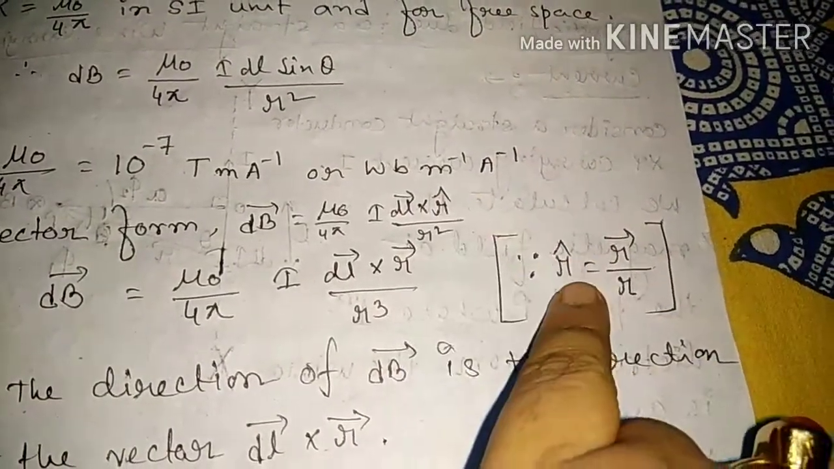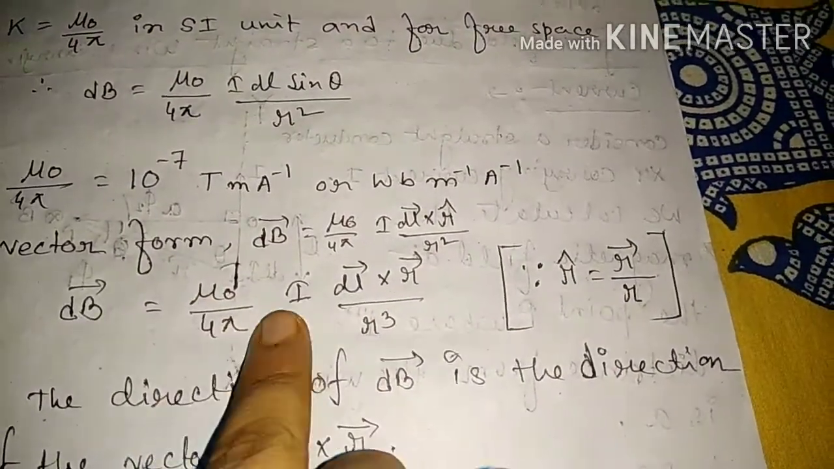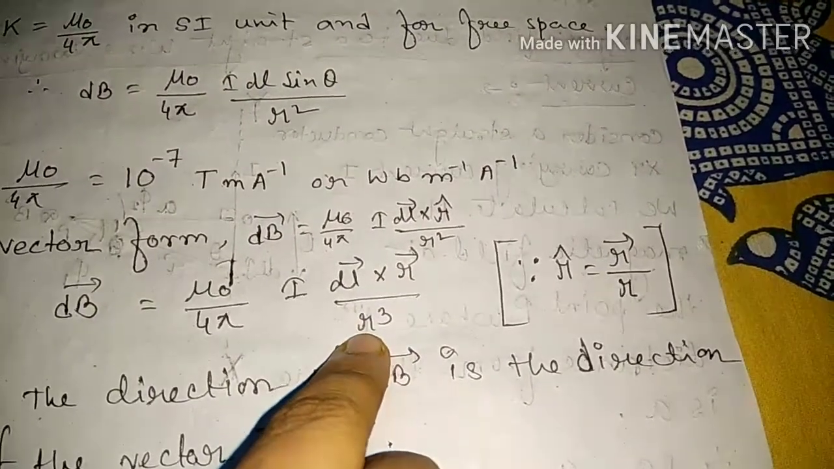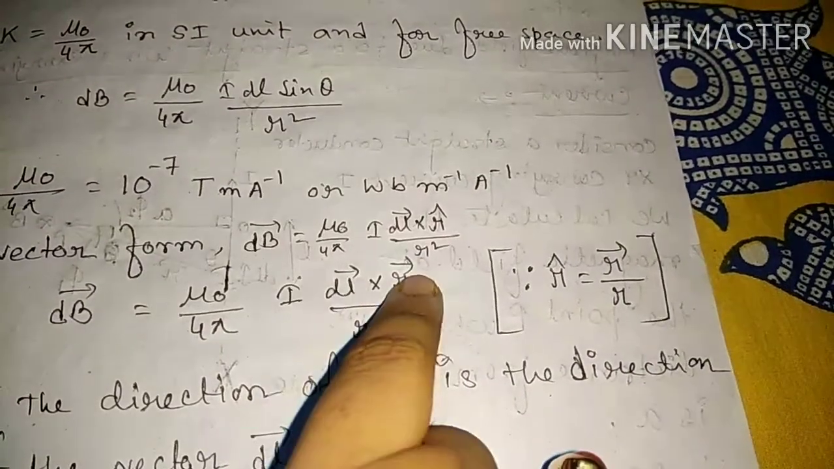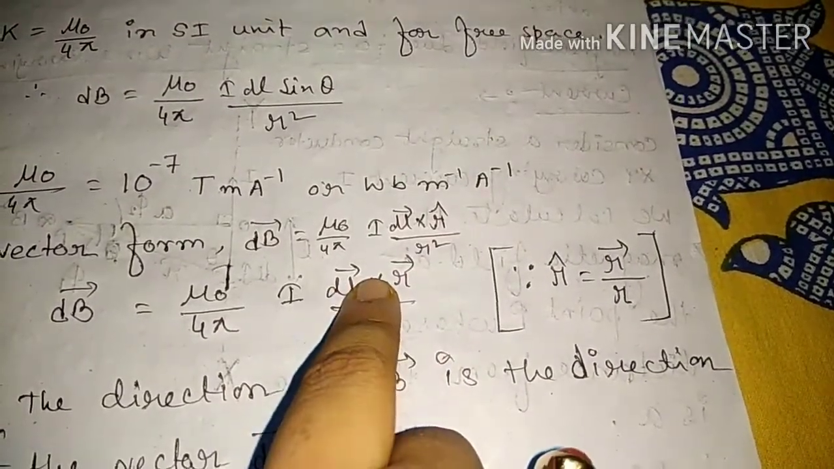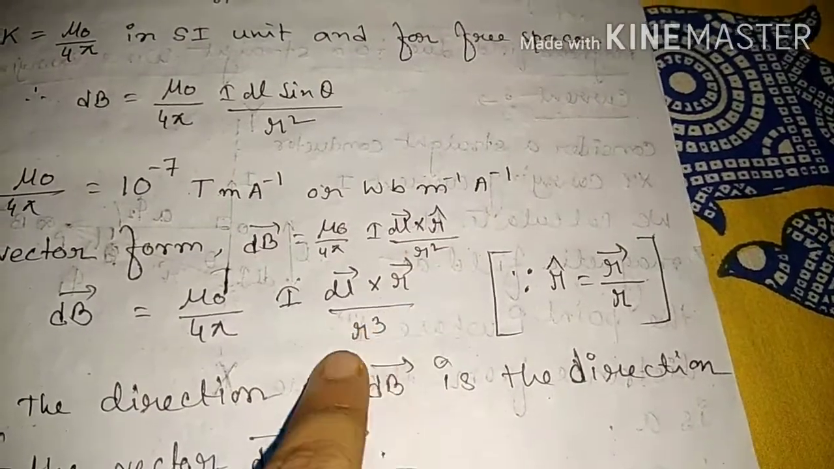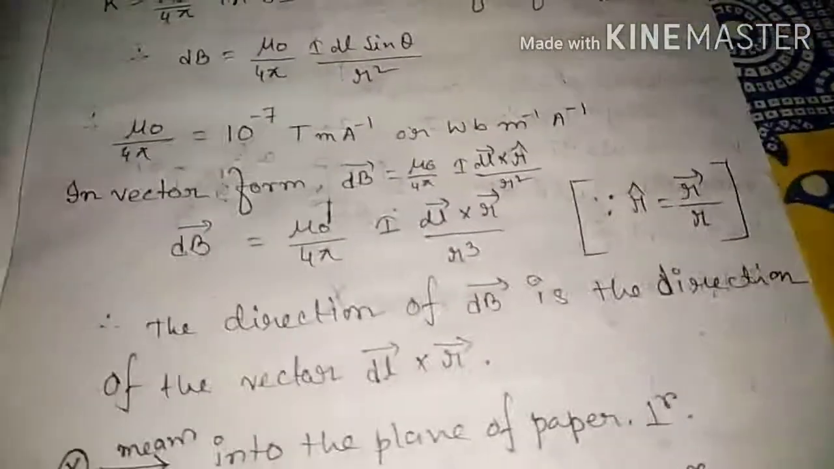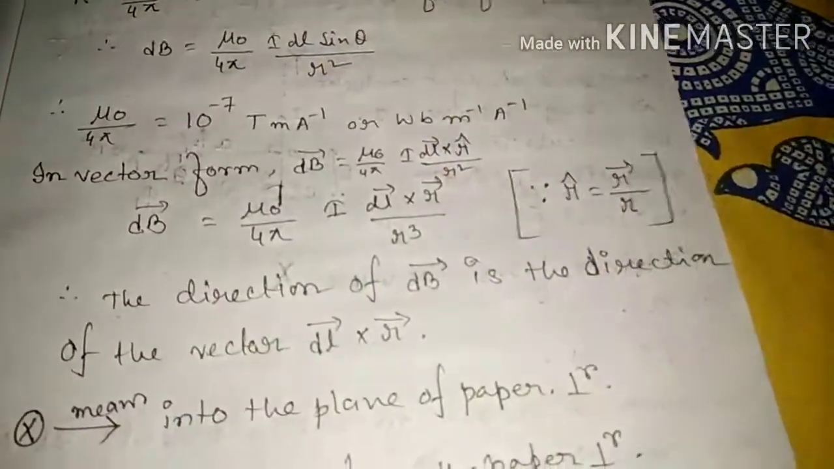So in place of r hat, if we put it over there, we get mu 0 by 4 pi I dl cross r by r cube, because r square is there, divided by r. Now dl cross r means I dl r sine theta by r cube. So one r cancels over there, and we get this scalar form. I hope you understand this one. Cross product means sine theta.